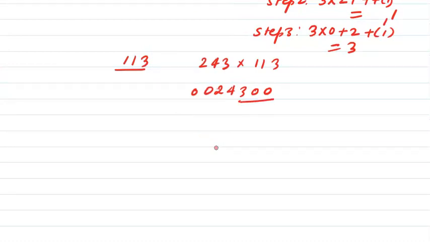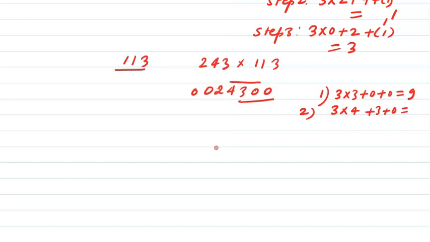So what will be step number 1? I'm writing step number 1. 3 into 3 plus 0 plus 0, that is equal to 9. What is step number 2? We have to take these 3 digits. So 3 into 4 plus 3 plus 0. So what will I get? 4 into 3, 12, plus 3, that is 15. So I will write 1 as carry and then 5.